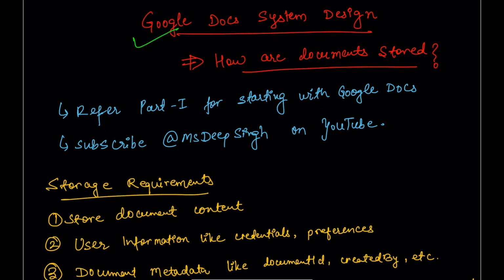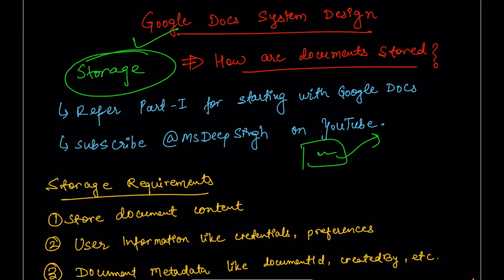So in part 1 we basically discussed how you can design systems like Google Docs. In this part specifically we will focus on the storage part. Okay, so once we say that this is our Google Docs system, actually these docs will be stored in some kind of database, right? So what could be this database? What kind of database we might require to solve our use case?